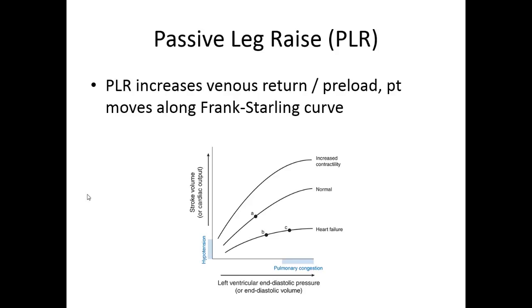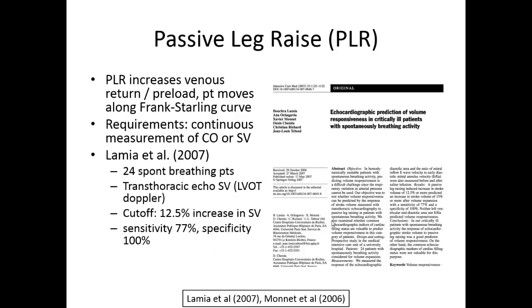So again, you can imagine a patient somewhere on the Frank-Starling curve, you don't know where, and by doing a passive leg raise, you temporarily translocate a bunch of volume from their leg veins into the central circulation, and you move them along this curve. And so if they're on a steep part of the curve, then you're going to observe a measurable increase in cardiac output. If they're on a relatively flat part of the curve, then it's going to be a small, non-significant change in cardiac output. So in order to do the test, you need to have some continuous measure of cardiac output or stroke volume.